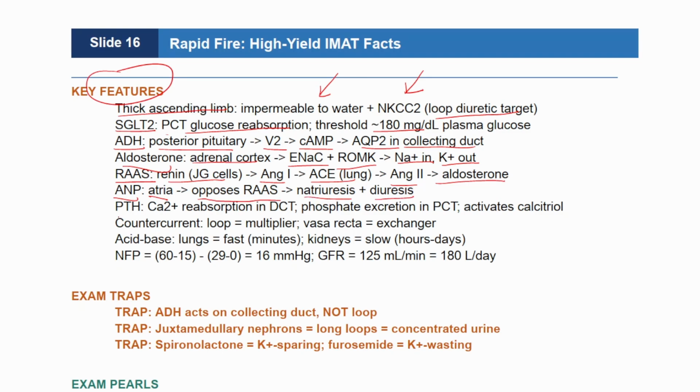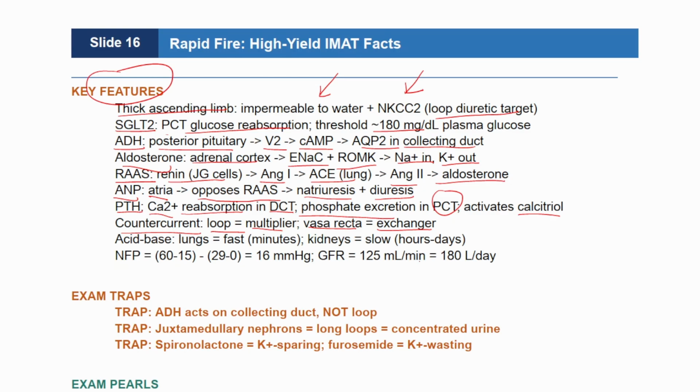Looking at calcium homeostasis, parathyroid hormone stimulates calcium reabsorption in the distal convoluted tubule, drives phosphate excretion in the proximal convoluted tubule, and activates calcitriol. For physical mechanisms, the countercurrent system uses the loop of Henle as a multiplier and vasa recta as an exchanger to maintain the medullary gradient.